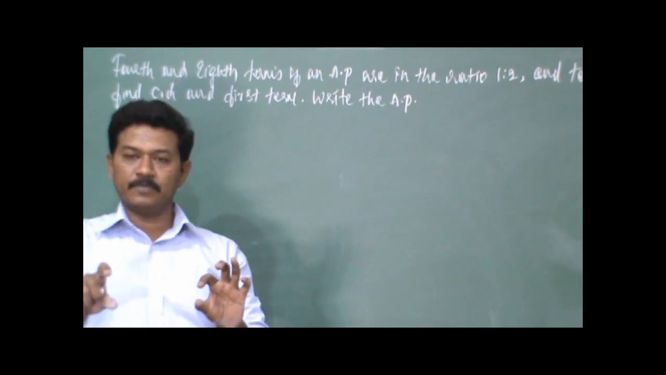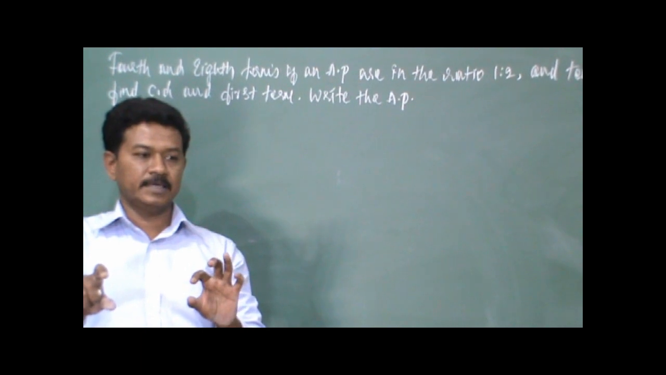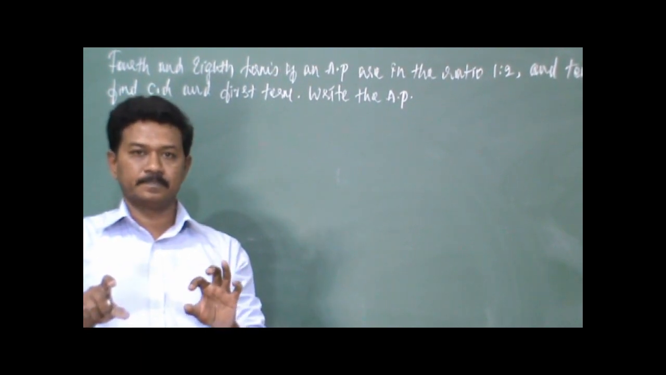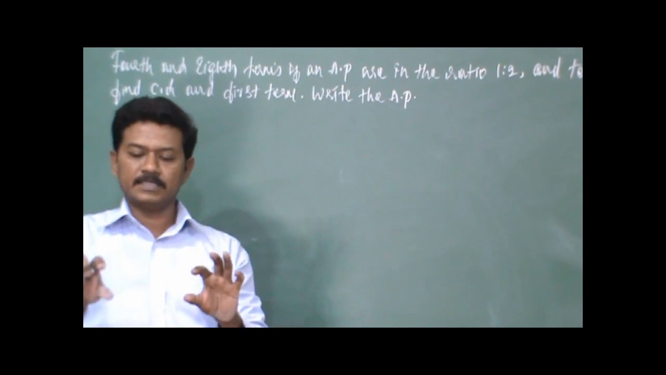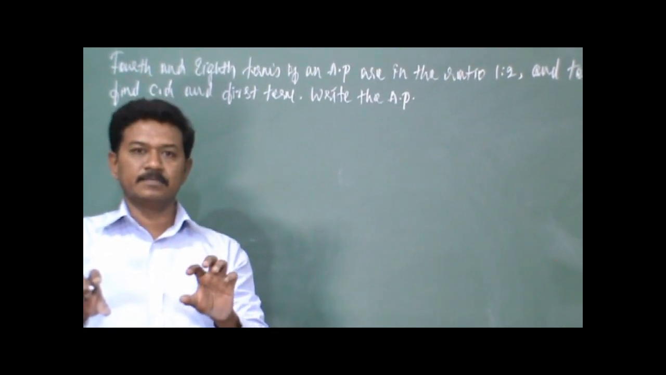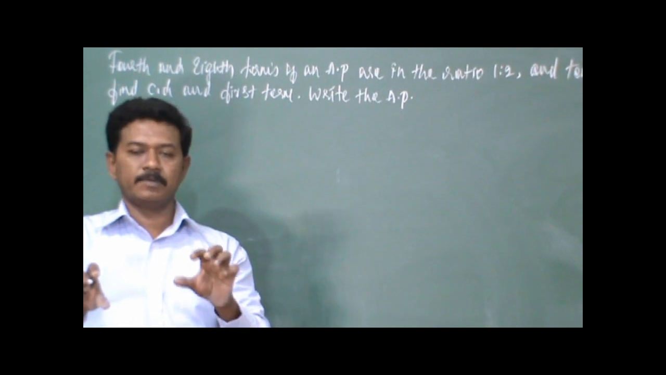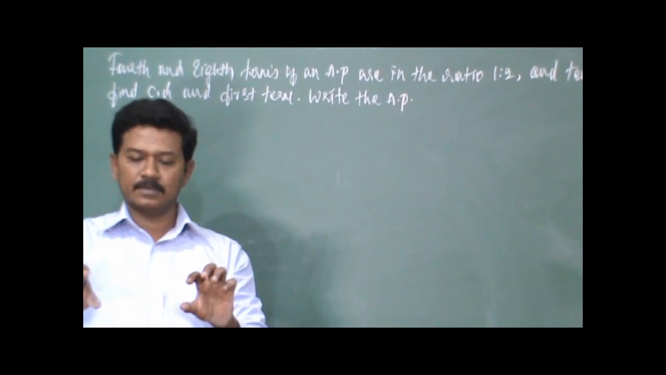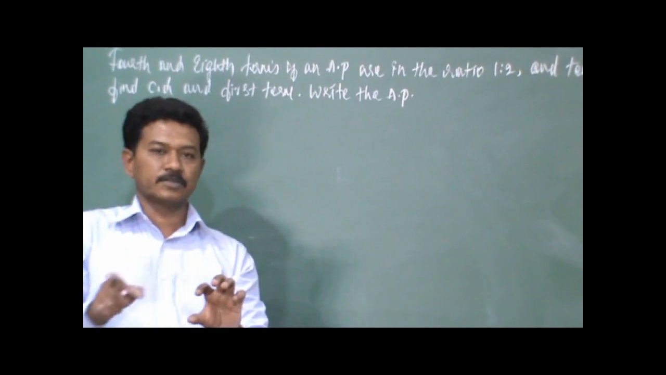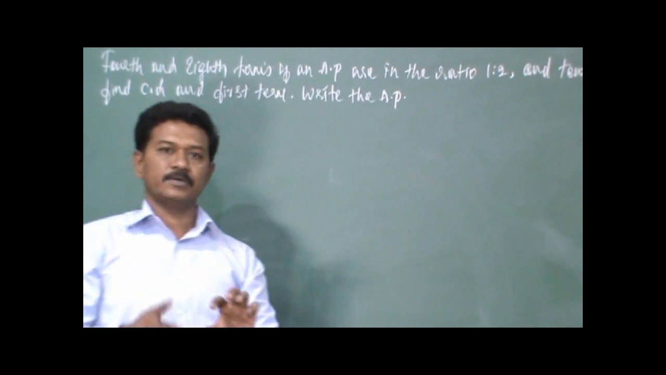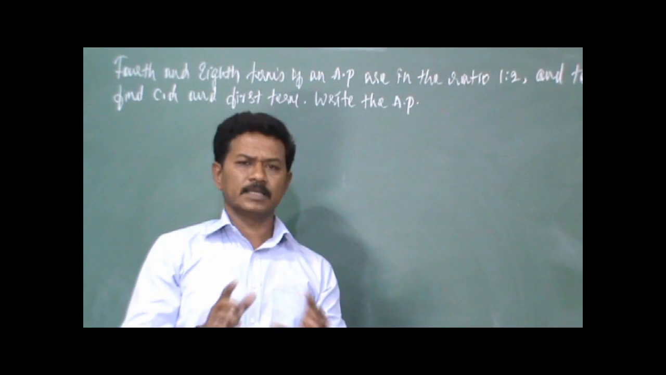So in between the 4th term and 8th term, he has brought them to the simplest form. For example, the 4th term is 8 and the 8th term is 16. 8 ones are 8, 8 twos are 16. He has brought it to the simplest form, so that ratio comes to 1:2, something like that.